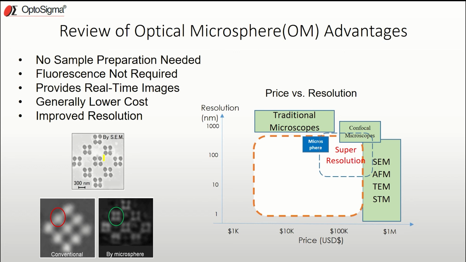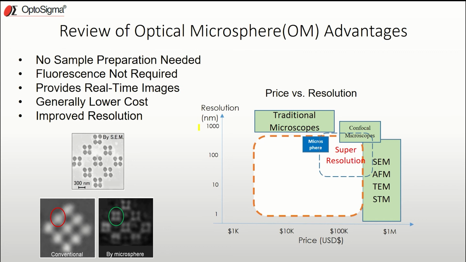But what I want to do is compare this with conventional microscope images and images by microsphere. The key thing here is that with conventional microscopes, you can look at this and you say, well, in the red circle, there's just one thing there. There's one single feature there. But when you use the microsphere-assisted microscopy, you can definitely tell that it's not just one thing. There are actually 4 different things in that image. And that's the advantage that the OptoNano provides.